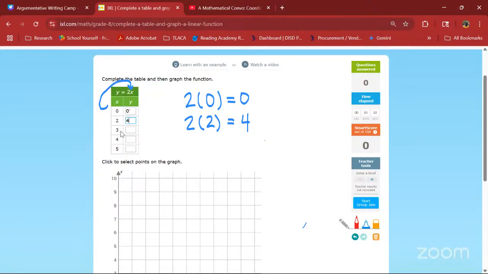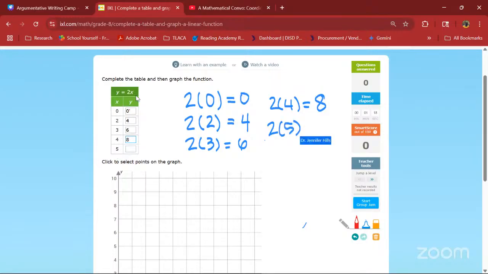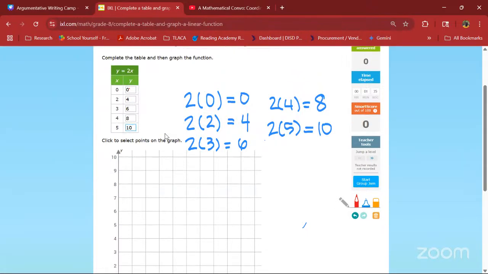Yes. So the next one, x is 3. 2 times 3, 6. X is 4 for this one. 2 times 4 is 8. Therefore, y equals 8. And then this one, 5 is x. 2 times 5 is 10. Please know 2x means 2 times x. So then it says, after completing the table, then graph the function.